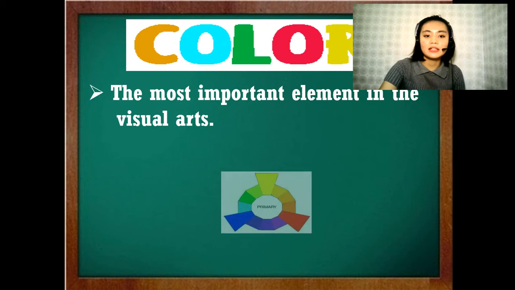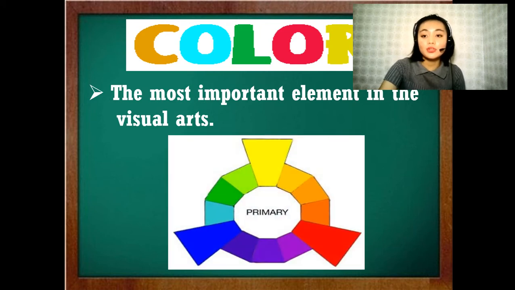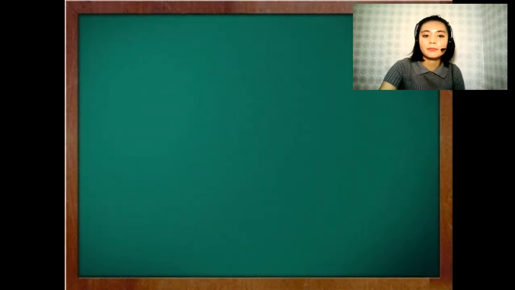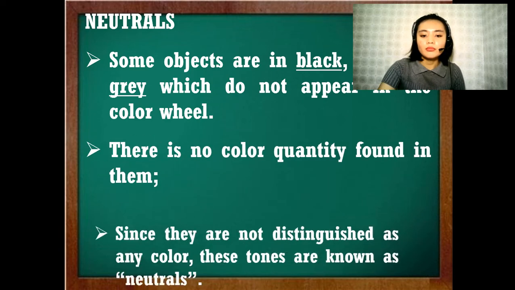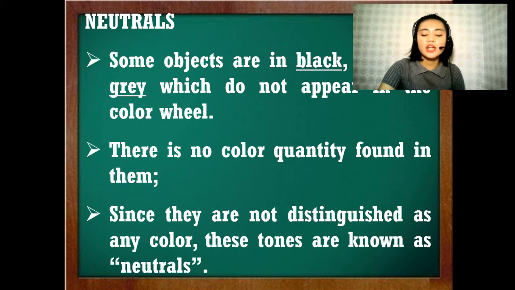Okay, and again, colors, most important element in visual arts. Actually, it's not really required for us to have colors kasi we can do black and white naman, pero that's still color. Kaya important talaga siya, especially if we are painting. We have colors which we pertain to as neutrals kasi hindi sila masyadong nakikipag-away sa kulay, kaya nga sila ay neutral. So, ito ay black, white, and gray. Since they are not distinguished as any color, these tones are known as neutrals.